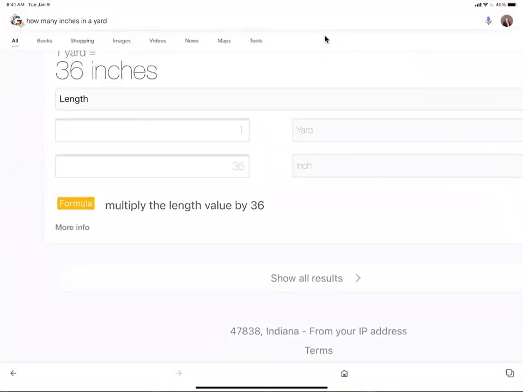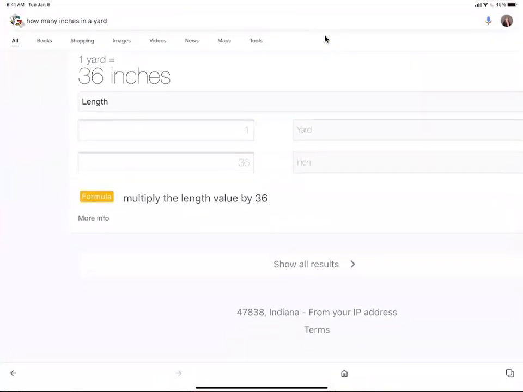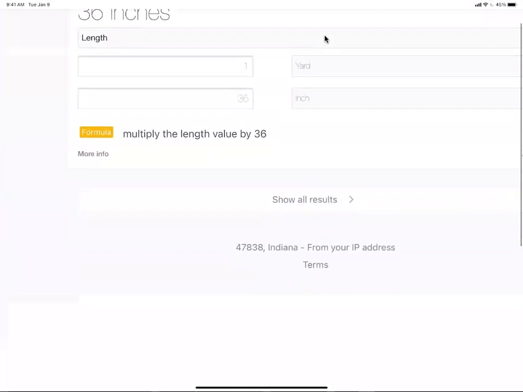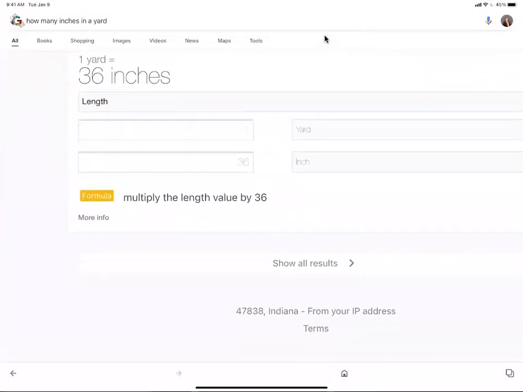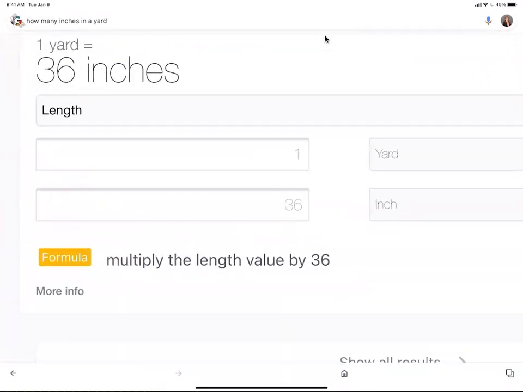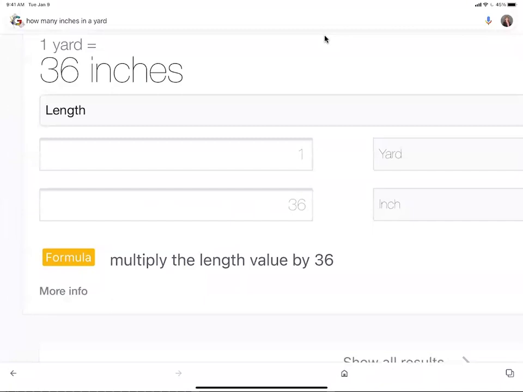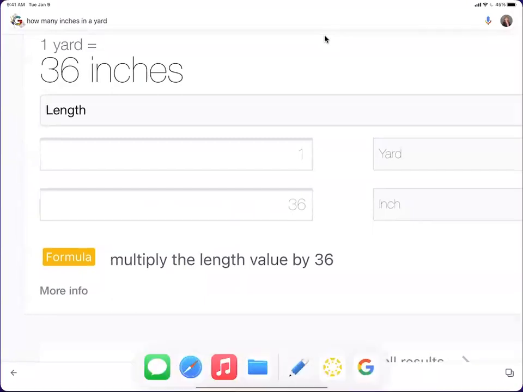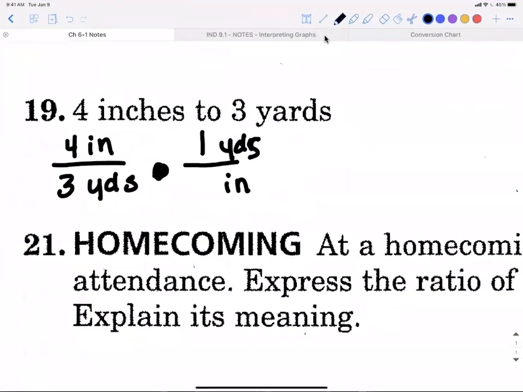Go to Google and type in how many inches in a yard, because you want the 1 to be with your bigger unit. So how many inches are in 1 yard? And it tells you right here: 1 yard equals 36 inches. Take that back to your paper and put a 36 right here.